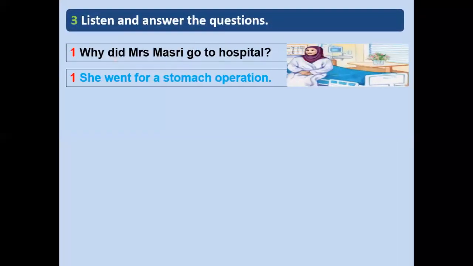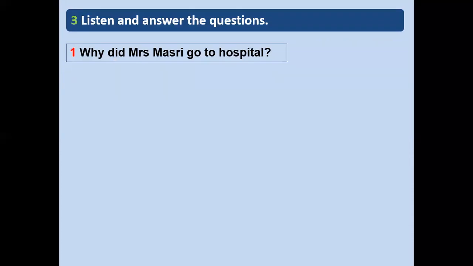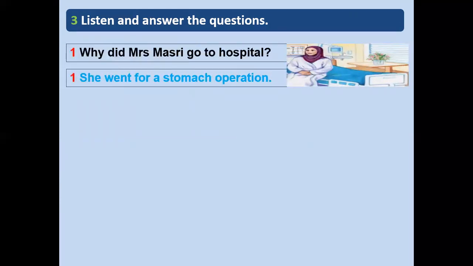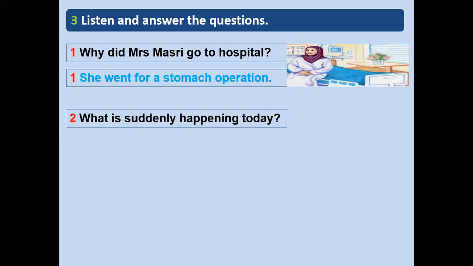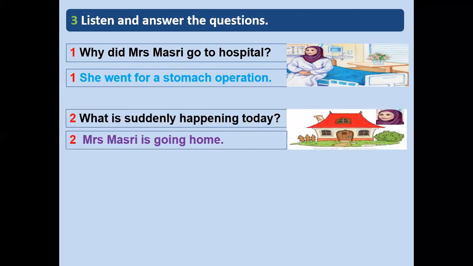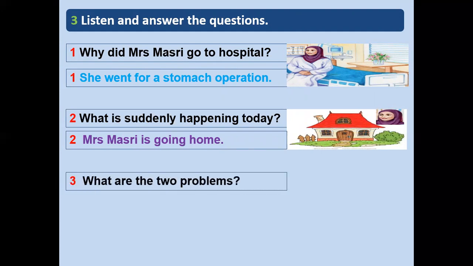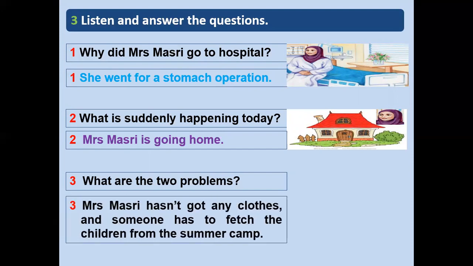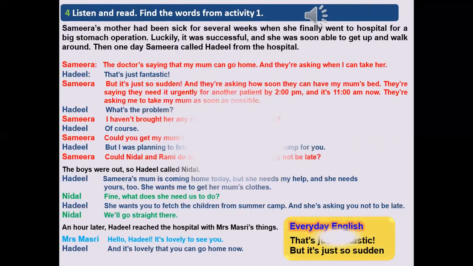Let's see now, activity three, listen and answer questions. Why did Mrs. Masri go to hospital? She went there for a stomach operation. Question two. What is suddenly happening today? Mrs. Masri is going home. Question three. What are the two problems? First, she hasn't got any clothes. And second, someone has to fetch the children from the summer camp. Now let's listen. Activity four, find the words. Period one. Activity three.